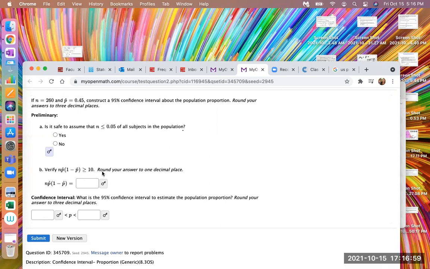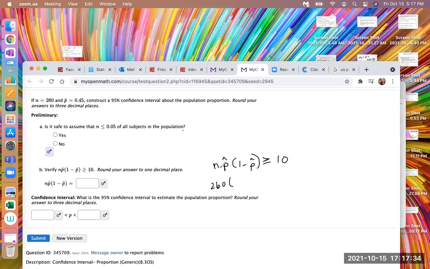Next, verify that n times p hat times 1 minus p hat is greater than or equal to 10. This is another requirement that sometimes gets forgotten. As students we just wave our hand and say those are met, but in the real world we would have to make sure this is true, because if these aren't met we couldn't even do the problem. But let's go ahead and verify it as if we were doing this in real life.